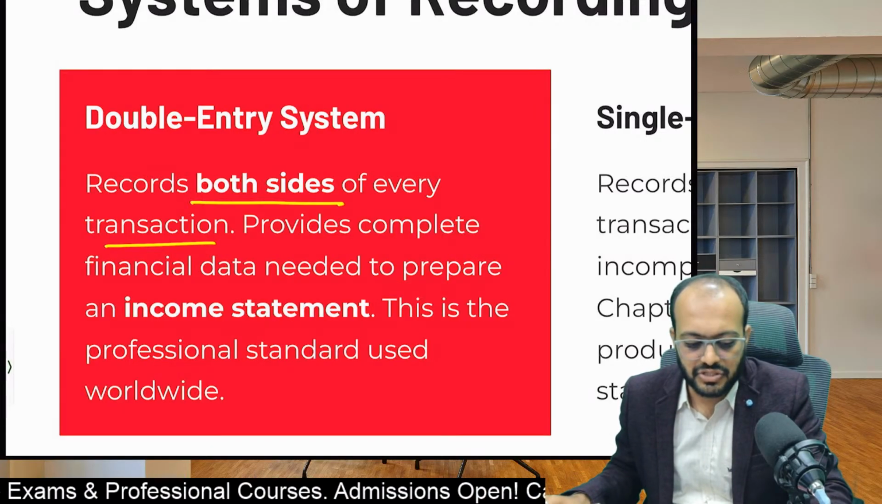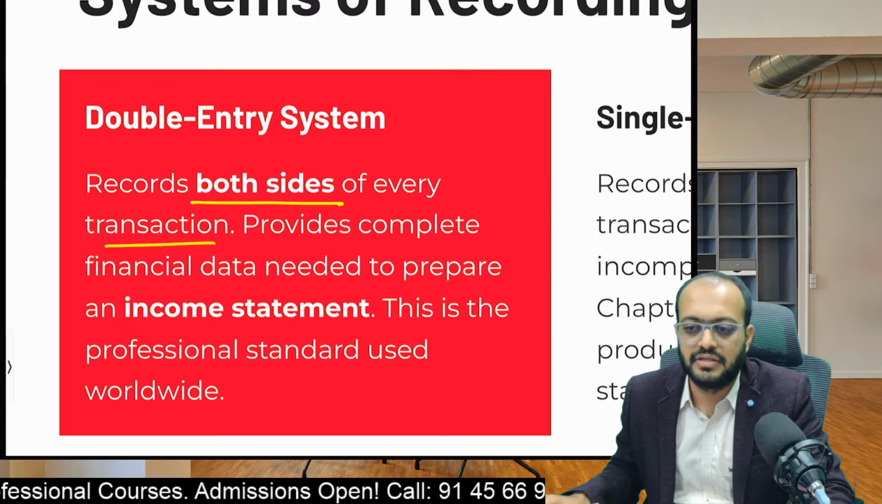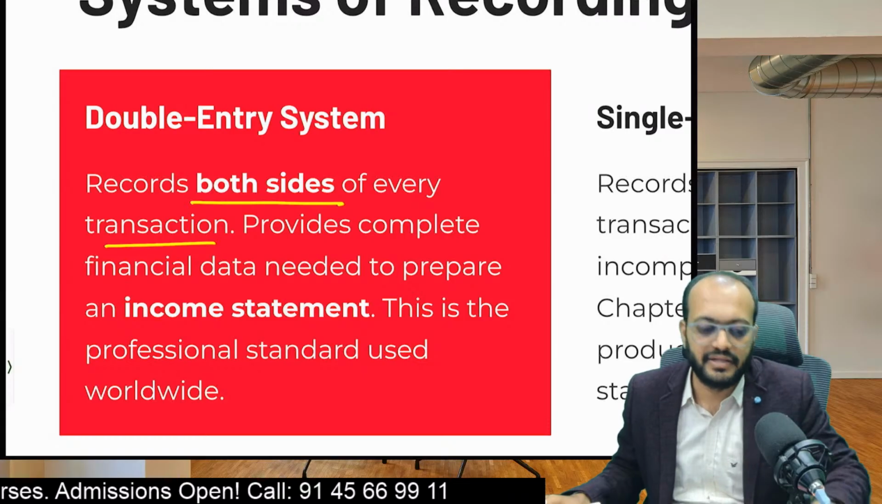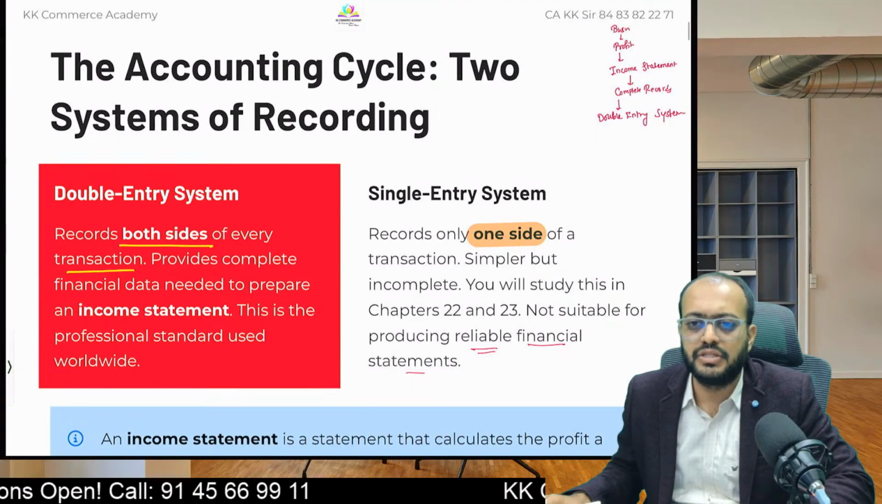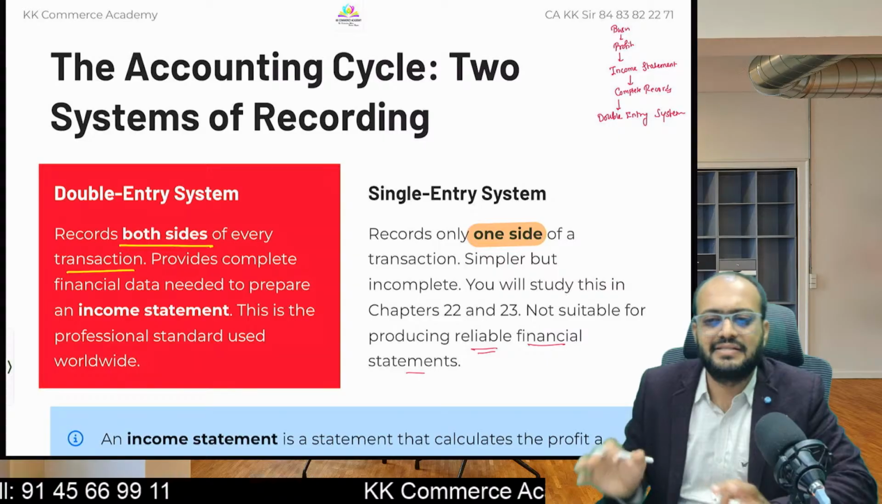So for every transaction, this is just one example, but for every transaction there are always 2 effects, and these 2 effects we have to show, we have to present. That is the double entry system. And if we are not showing the other effect, we are showing only the single effect of the transaction, not 2 effects, it is known as the single entry system. It is as simple as that.